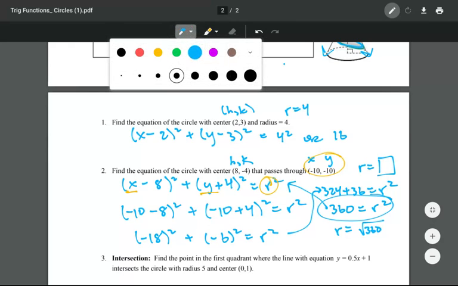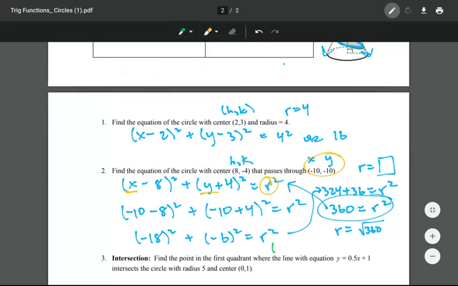Let me go ahead and write my final equation in green down here. So my final equation is going to be (x minus 8) squared plus (y plus 4) squared equals r squared, which is 360.